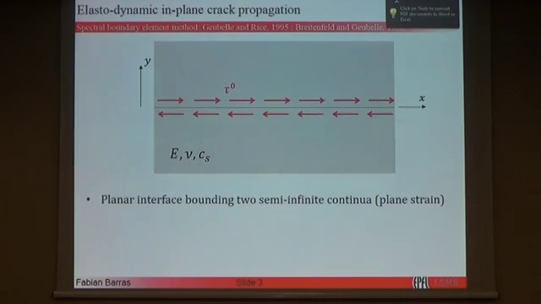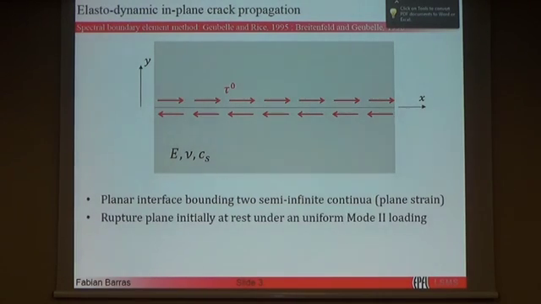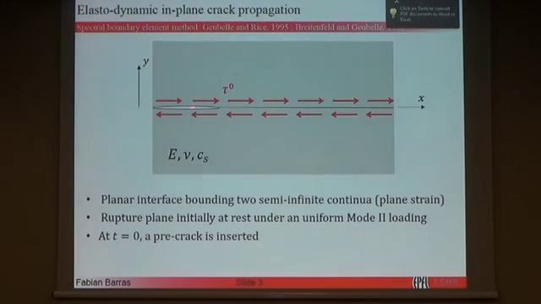To solve this problem, I use a spectral boundary element method, which allows me to have numerical discretization only at the interface. And what I study is typically this. I have two semi-infinite continua that are bonded together along the weak plane of propagation, and I have a plane strain condition, as I already told you. And the rupture plane is initially at rest under mode 2 loading, tau 0 here. And at time t0, I introduce a pre-crack on the left of my domain, and it will start to dynamically propagate to the right.